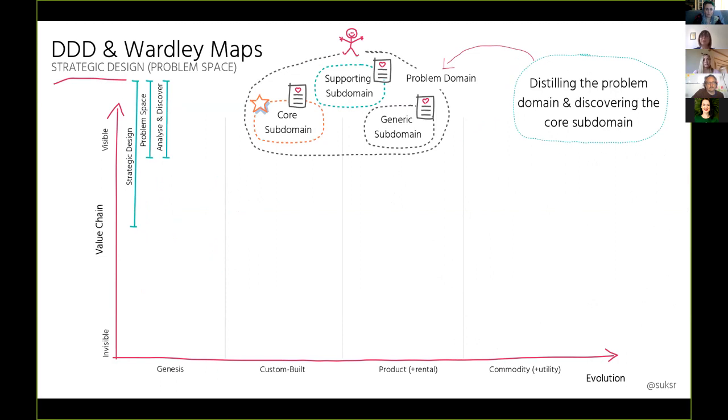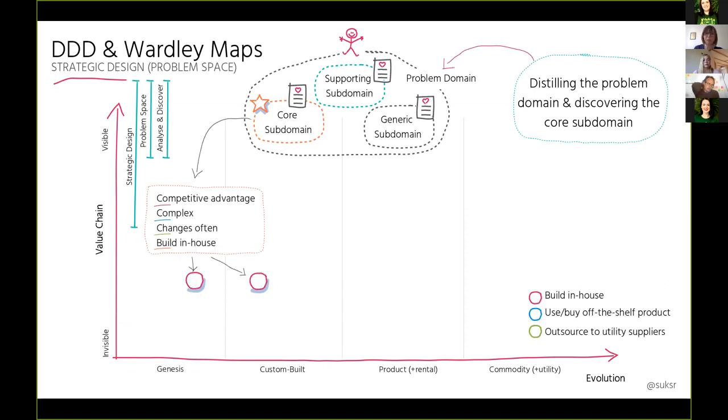When distilling the problem domain, we are partitioning the problem domain into smaller subdomains. That's a set of interrelated use cases and business processes. And by partitioning our problem domain into smaller subdomains, we are reducing the complexity. And not all subdomains are equal to the business. Some are more valuable to the business domain than others. So we have different kinds of subdomains: the core subdomains, the supporting subdomains, and the generic subdomains.